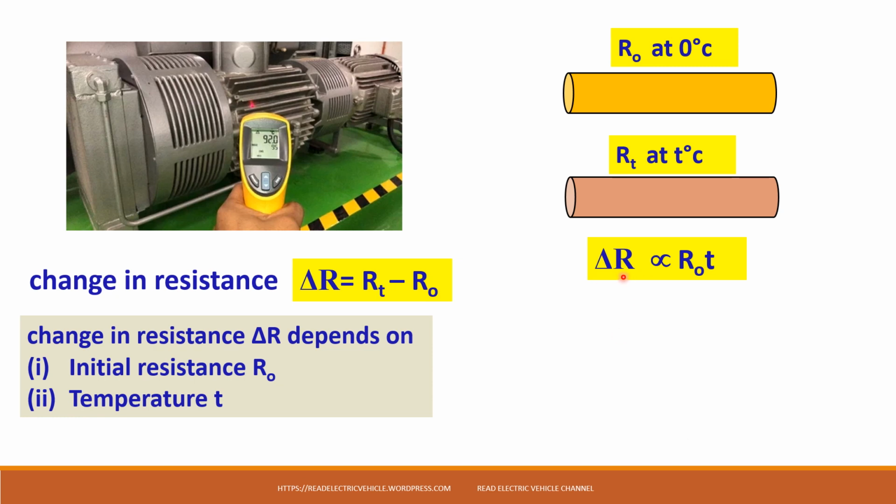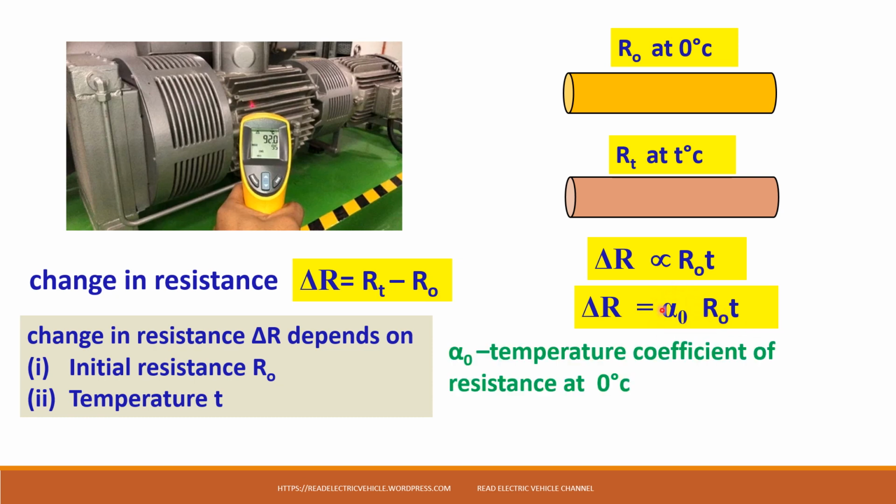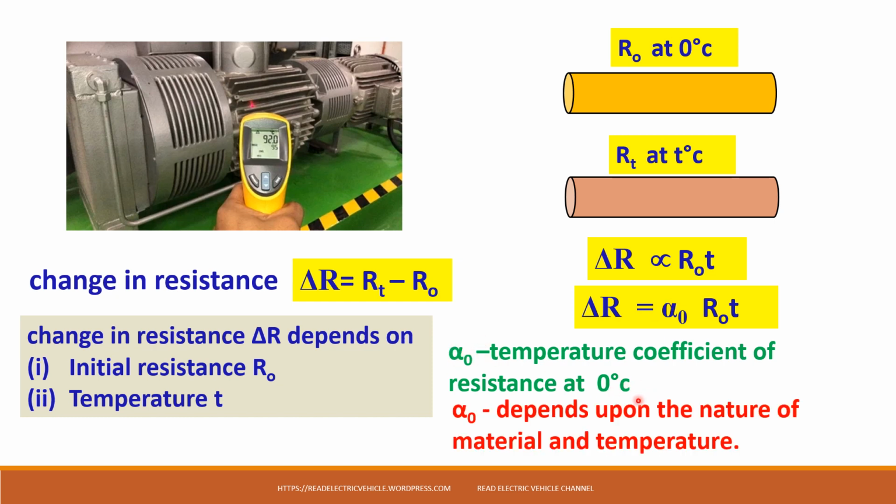So I can write del R is directly proportional to initial resistance as well as change in temperature, that is T minus 0. I have taken it as T. So R0 into T. So this one I can write as alpha naught R0 into T, where this alpha naught is called the temperature coefficient of resistance at 0 degree Celsius. So this 0 represents that this value is at 0 degree, because at each degree this value will change. So alpha naught depends upon the nature of the material as well as temperature.